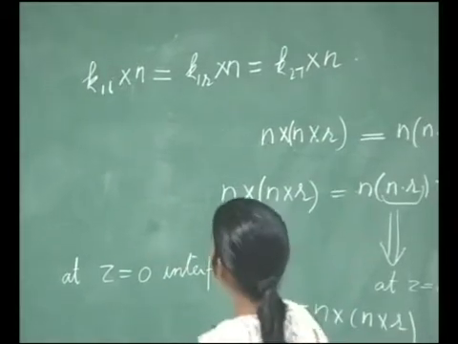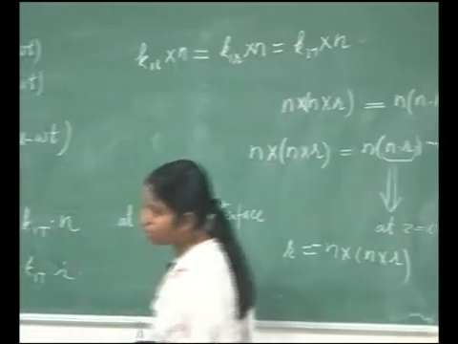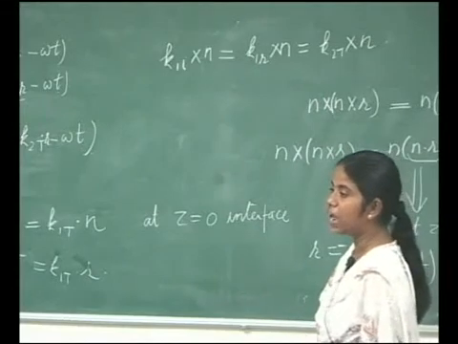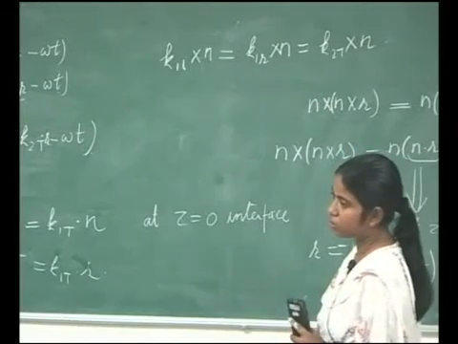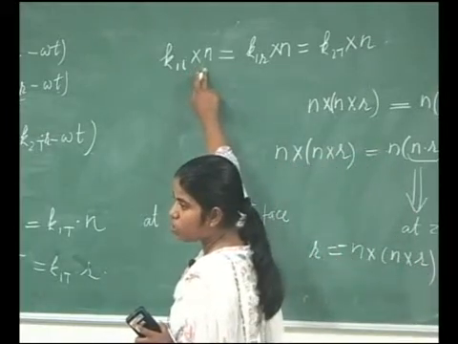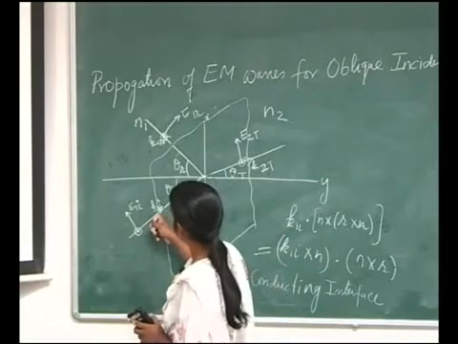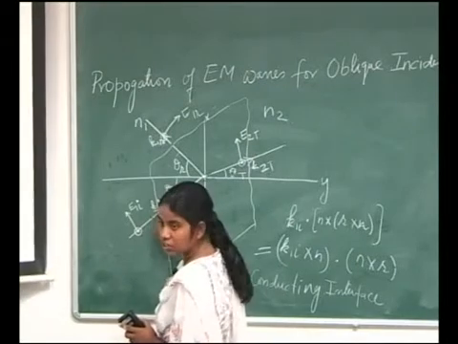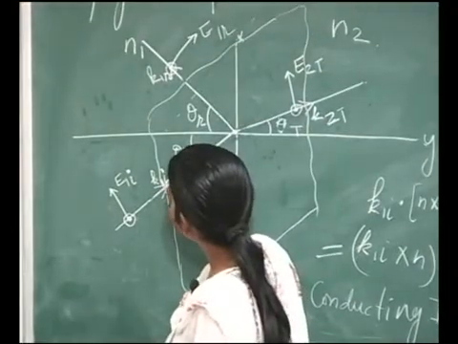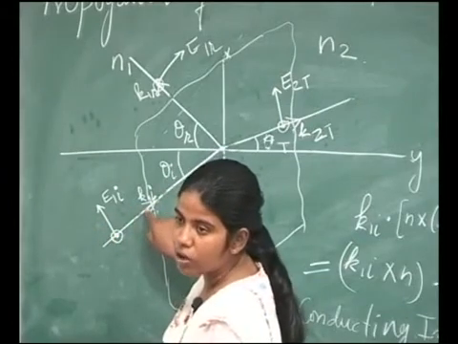So what I prove here is that not just the normal component of the propagation vector should be equal for oblique incidence, but also the tangential component should be equal for oblique incidence. Okay. So what is this? k1i cross n. n is the normal vector. Now if I see here at this point, this is the direction of propagation. So what will be the normal component of k1i?